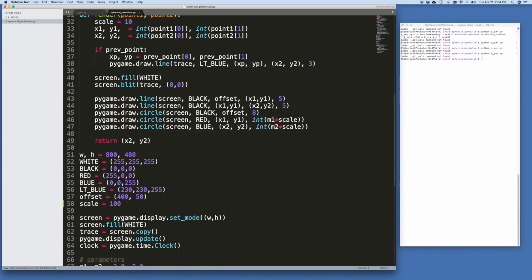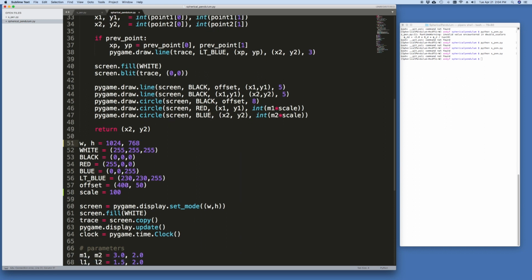I'll come back to render. What I want to do here is, let's make the screen a little bit bigger, 1024 by 768. And what I did with the offsets, this was supposed to be the middle of the screen. So this would just be width divided by 2. I'm going to floor divide to make sure it's an integer. And this would be height, maybe divided by 4. Okay, fine.